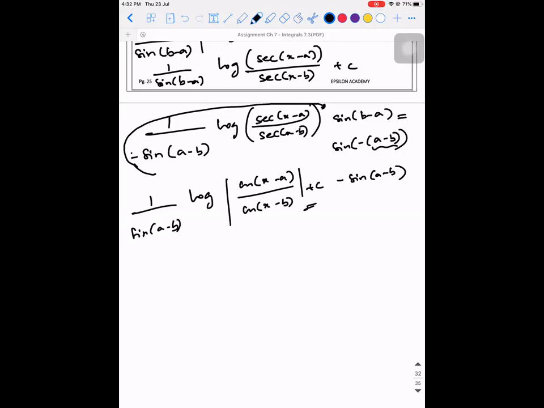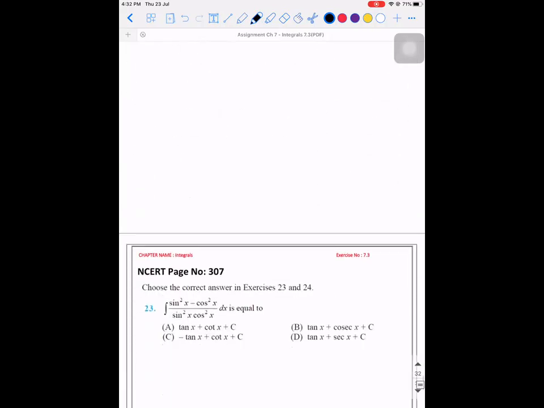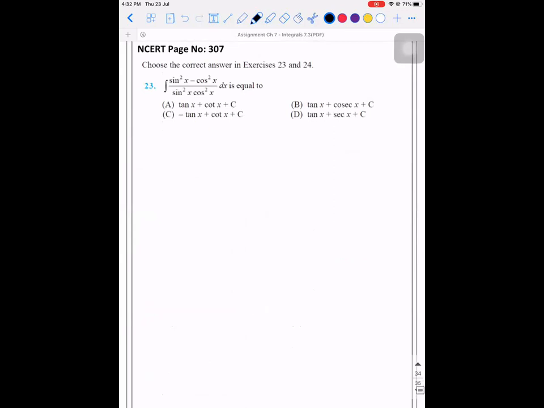So 23rd and 24th, you can just do it in 2 minutes. It's very simple. So we'll do the next one. 23rd. Denominator doesn't have plus or minus sign. So split them, write it for each term.